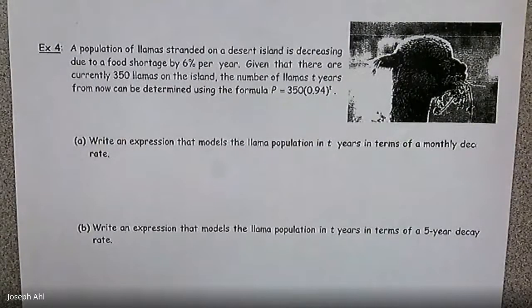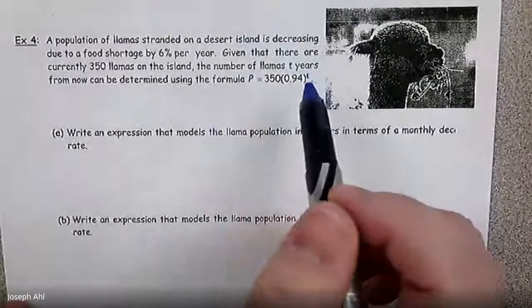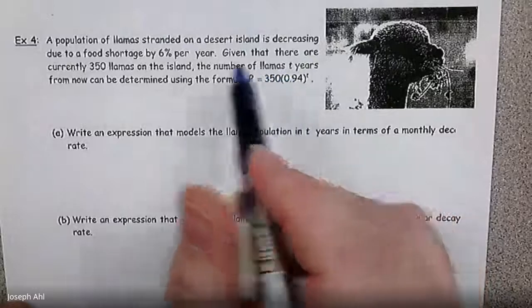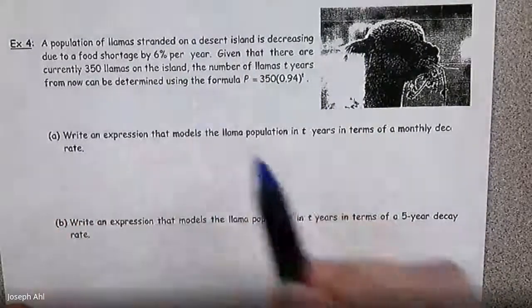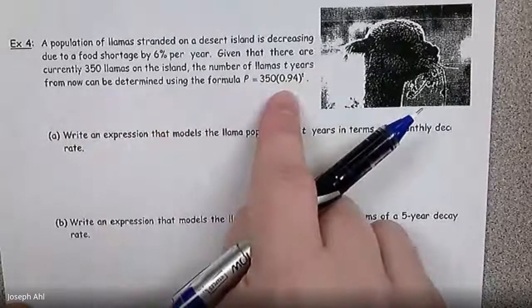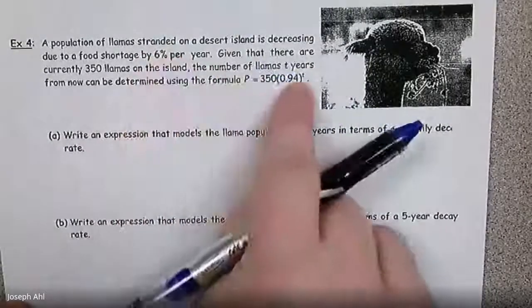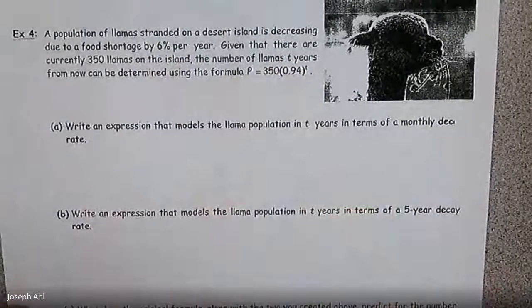For example 4, we're going to take a look at some llamas. A population of llamas stranded on a desert island is decreasing due to a food shortage by 6% per year. Sorry, llamas. Given that there are currently 350 llamas, the number of llamas T years from now can be determined by this formula right here. So a 6% rate of decrease makes sense to me that that number is 0.94. We're left with 94% of the llamas as years go on.